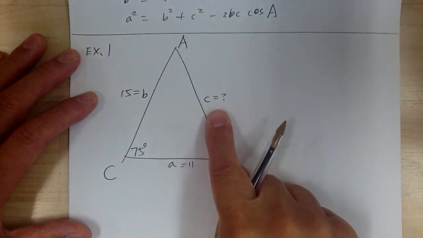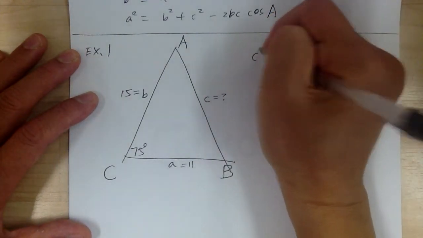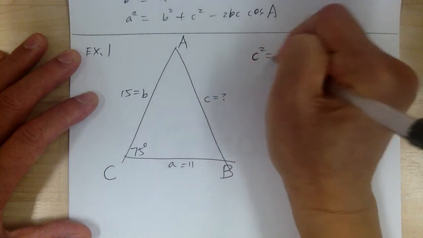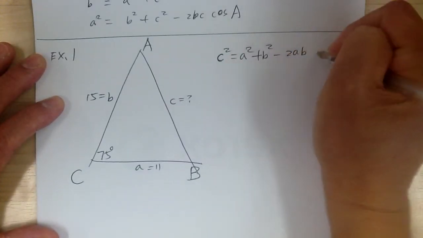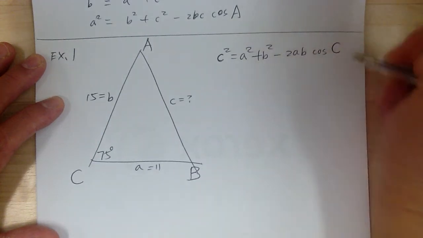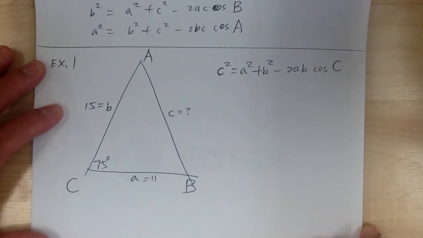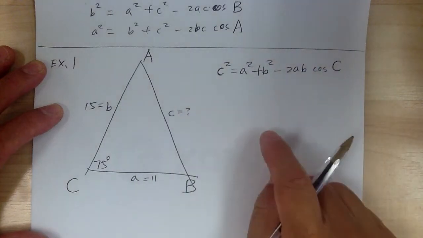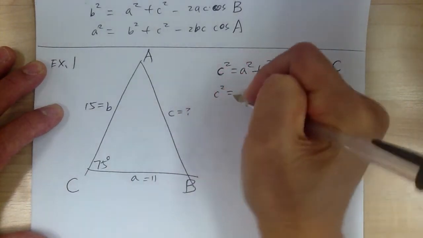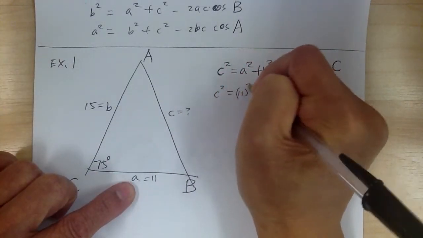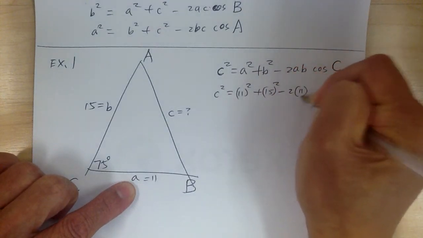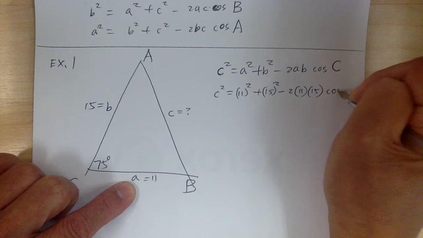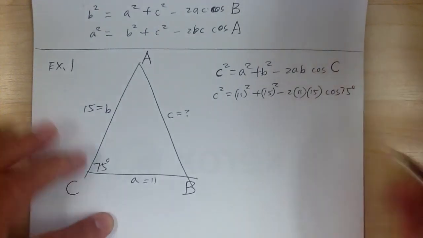Again, if you're looking for small c, then write down your equation. So it's c squared equal to a squared plus b squared minus 2ab cosine of C. Right, so that's your equation. So all you have to do is substitute all the stuff in there. So c squared equal to 11 squared plus 15 squared minus 2 times 11 times 15 cosine of 75 degrees.